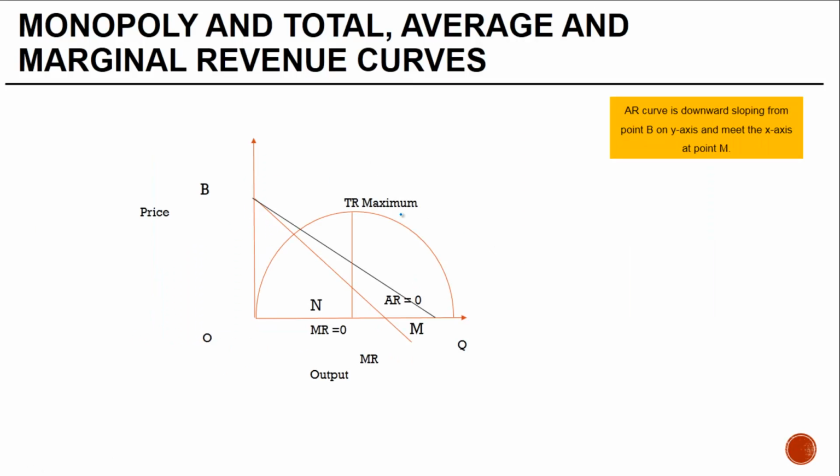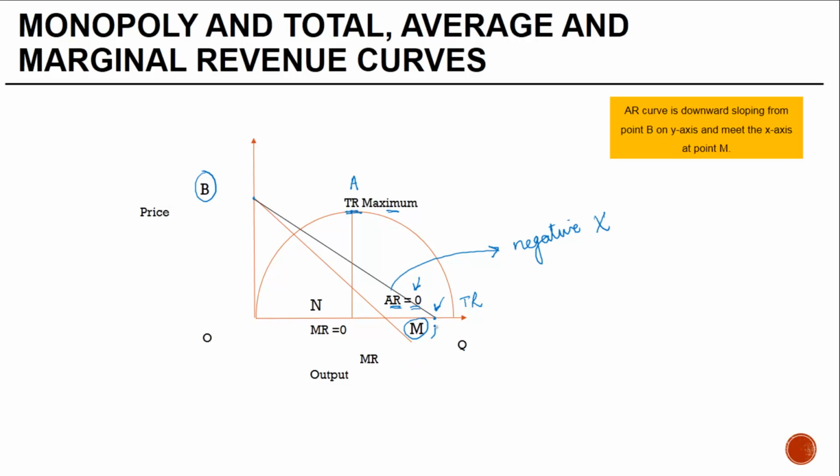Now in this case, we've plotted the same total revenue curve. This is the point where the total revenue is maximum. Talking about the average revenue curve, it starts from a point which we are calling point B. The average revenue curve goes down and meets the x-axis at this point M. At this point, average revenue is equal to 0. One point which you should note is that average revenue can never be negative.